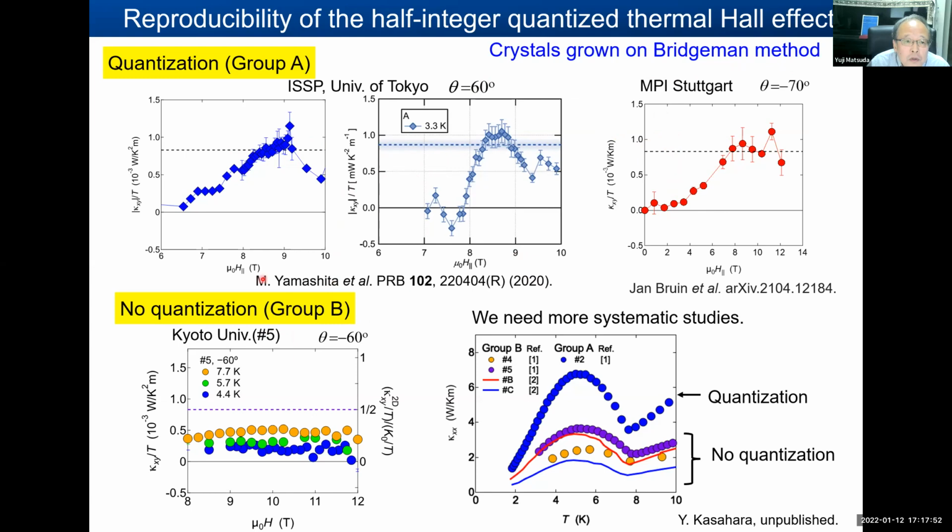So there are two groups, group A and group B. Group B crystal shows no quantization. In this crystal, the kappa xy is always lower than the quantized value. Actually, we have some feeling the quantization does not occur in the crystal which shows low kappa xx values. But anyway, we need more systematic studies to clarify this point. So there is no conclusion. Why do some samples show no quantization?